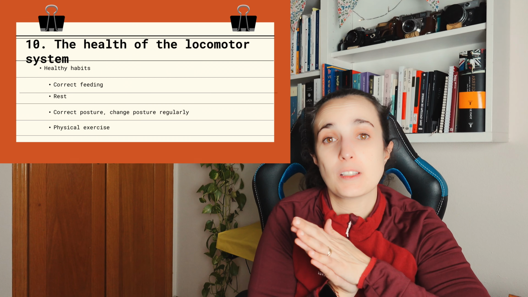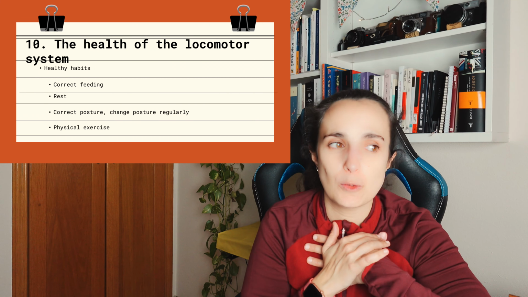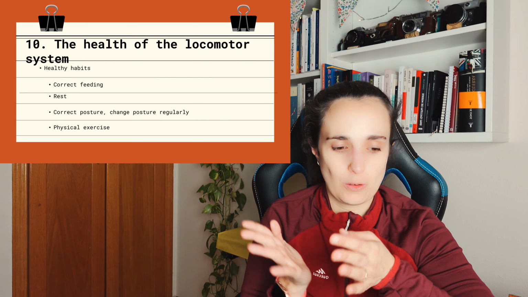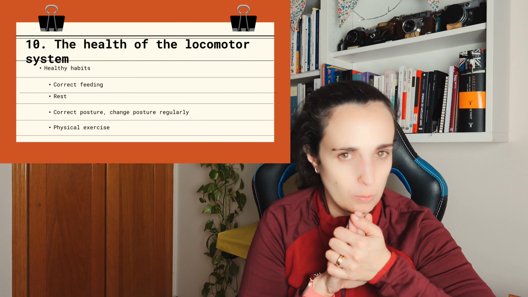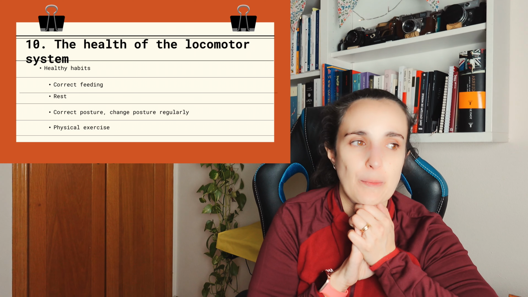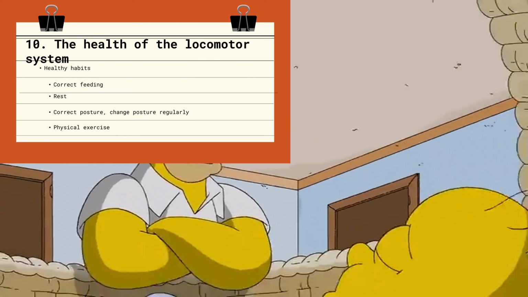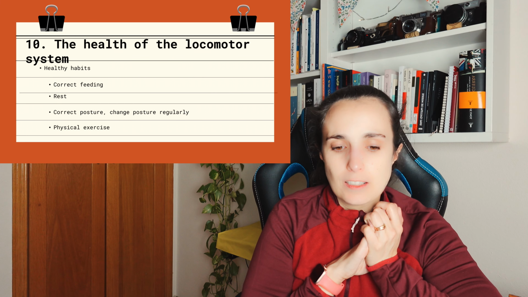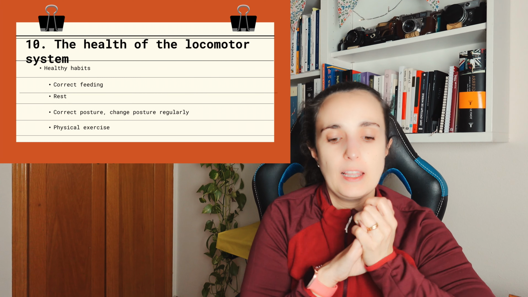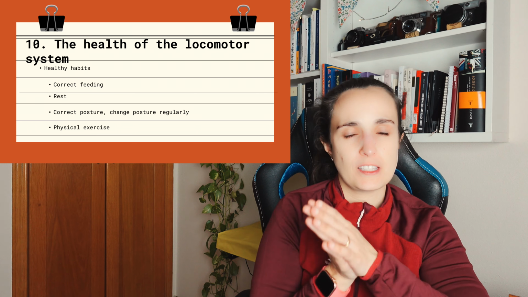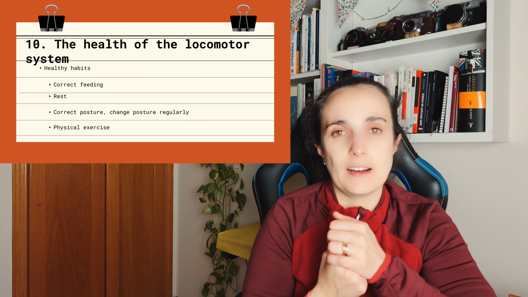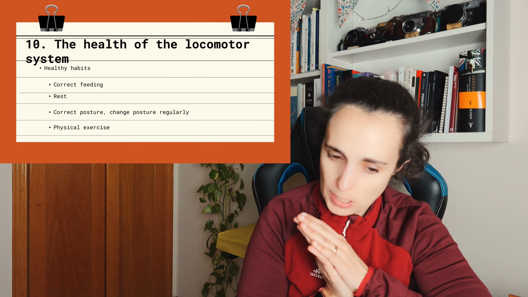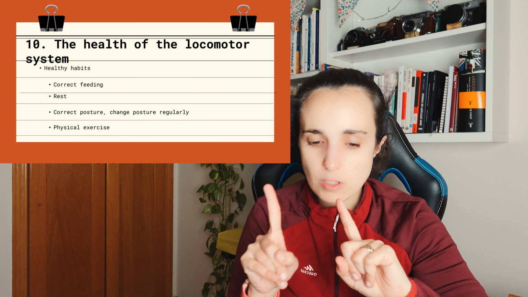And finally, how to maintain healthy habits for our locomotory system. Of course, eating properly, as always. Sleeping is really important when you are a child for growing. We grow when we sleep, so it's really necessary. Resting to avoid muscular fatigue. We can't do high intensity exercises every day because we will fatigue our muscles and we will have some issues later. Also, it's important to have a correct posture, but the correct posture doesn't exist.